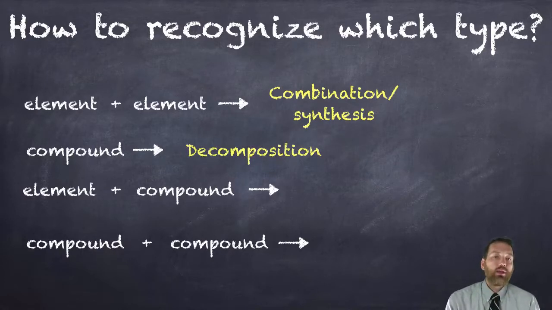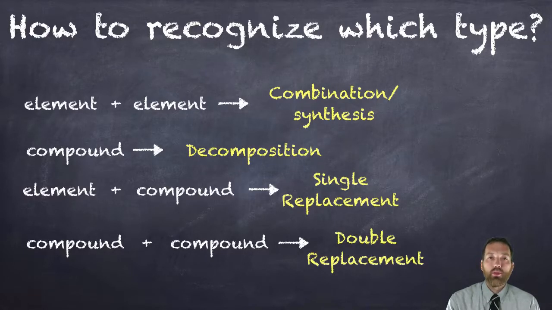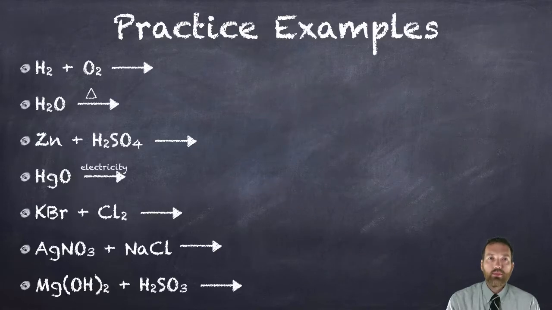If I have an element plus a compound, that's going to be a single replacement reaction. Remember, you always check table J. And if I have 2 compounds, that is our double replacement reaction. So I'd like you to pause the video and try to identify these as what type of reaction they are. And then when we're done, I'll tell you the answers, and then we will solve them.